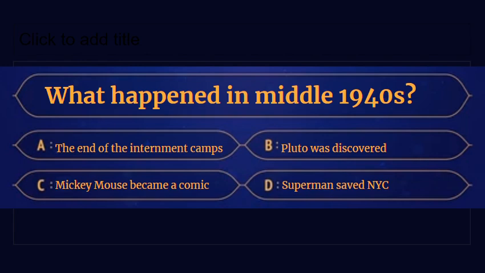So I'm getting a lot of DMs. Okay, B, Pluto was discovered. And A, there's a lot of A's. Let's see what the answer is. Correct. It is A. The end of the internment camps.